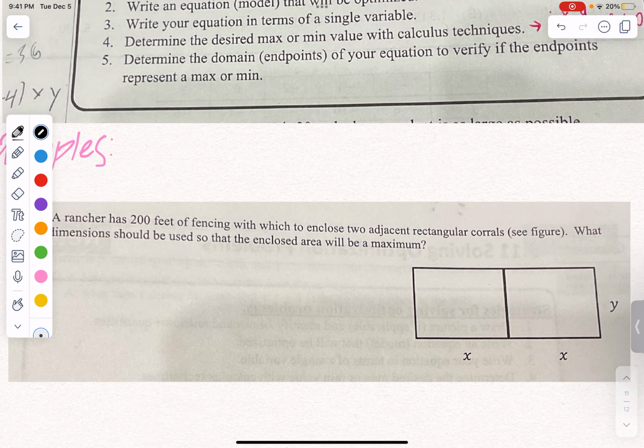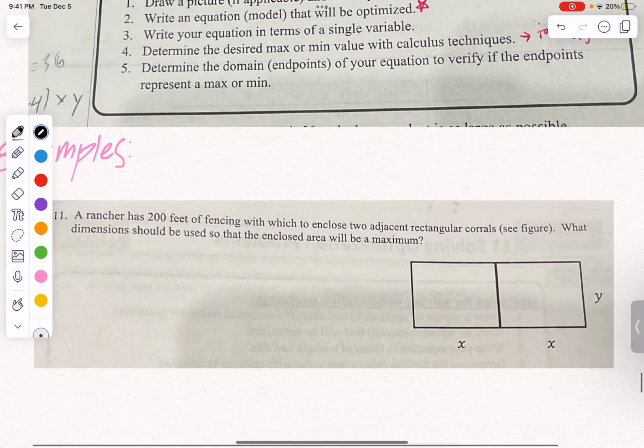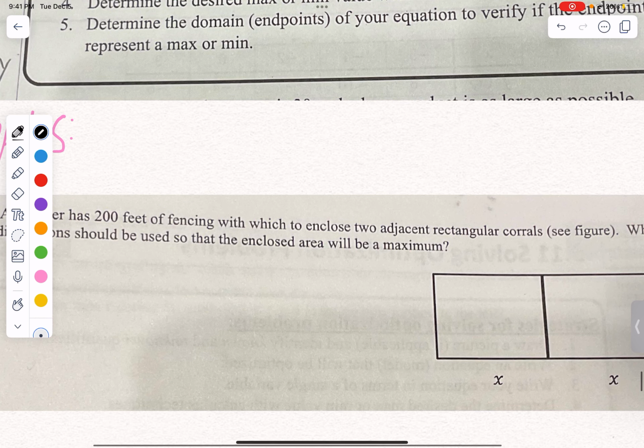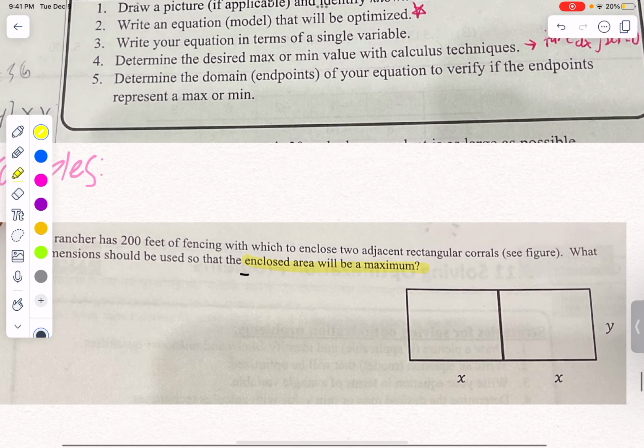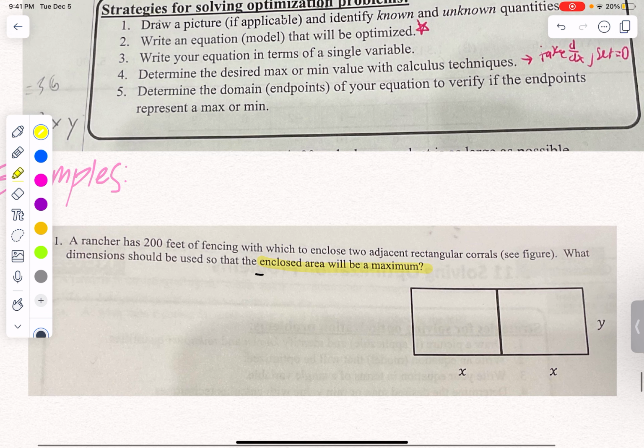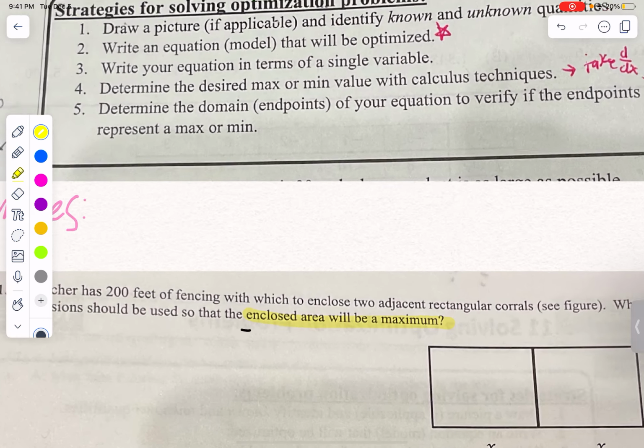A rancher has 200 feet of fencing with which to enclose two adjacent rectangular corrals. What dimensions should be used so that the enclosed area will be a maximum? Let me get a highlighter. Basically, you want to find the x's, or the length and width, that gives you the maximum area. That's why you're trying to optimize it.